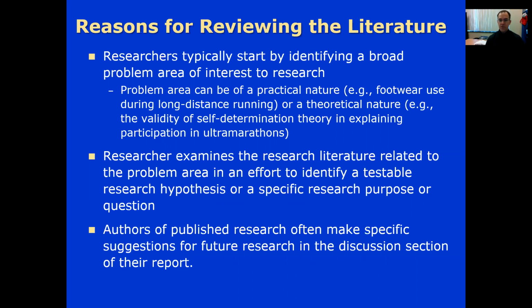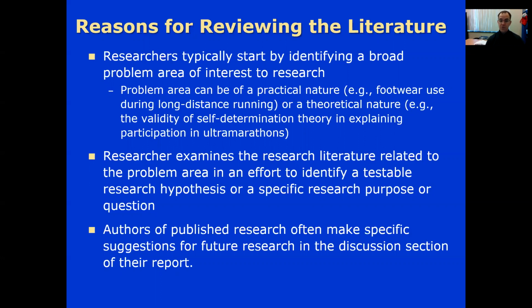For example, a problem area can be of a practical nature, such as footwear use during long distance running, or a theoretical nature, for example, the validity of self-determination theory in explaining participation in ultramarathons. So you start with a big, broad idea. And usually, with a review of literature, you start to identify areas or themes that have been done, or potentially areas that have not been done. And that can lead you to an area or an idea that you may want to research further.